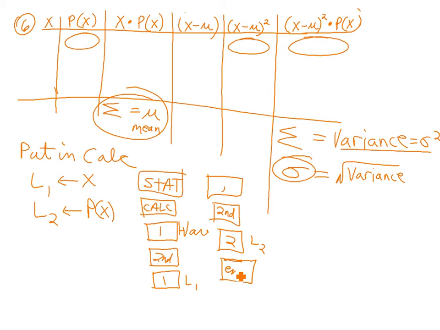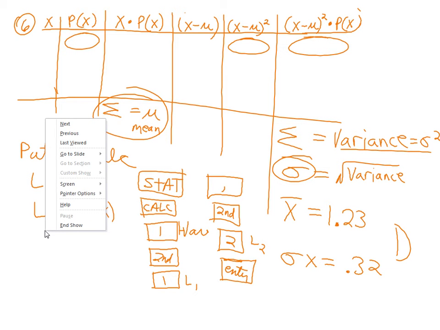Then all you do is hit enter, and it's going to pull up all the stuff for you. Remember, it's going to pull up x bar and sigma x, and that's your mean and your standard deviation. For this one, the mean was 1.23 and your standard deviation was 0.32, and that's letter D. So you can do it either way, either using the chart, which is longer, or if you have the correct calculator, you can use that.